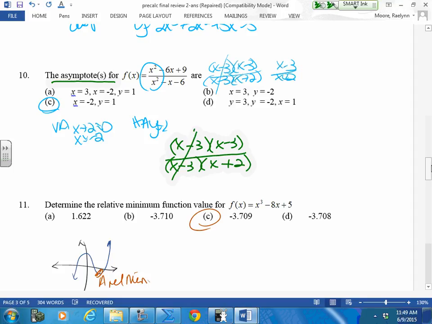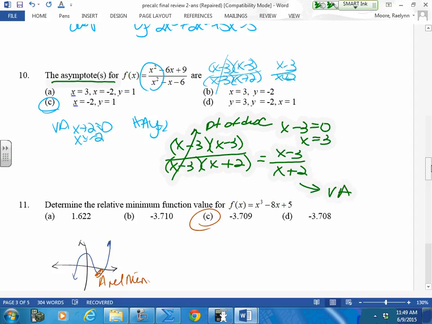This is my point of discontinuity. If I can remove this, it's removable. It's my point of discontinuity. What's my y value? Just reduce your fraction. What's left in your denominator is your vertical asymptote. Your horizontal asymptote says x is the same in the numerator and the denominator. Take the coefficients.